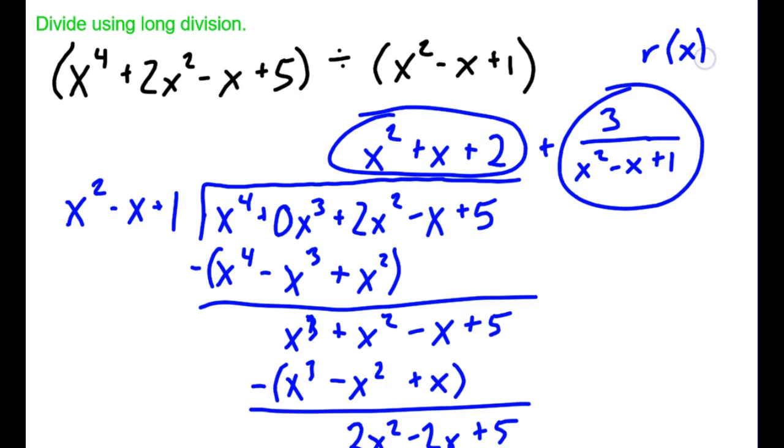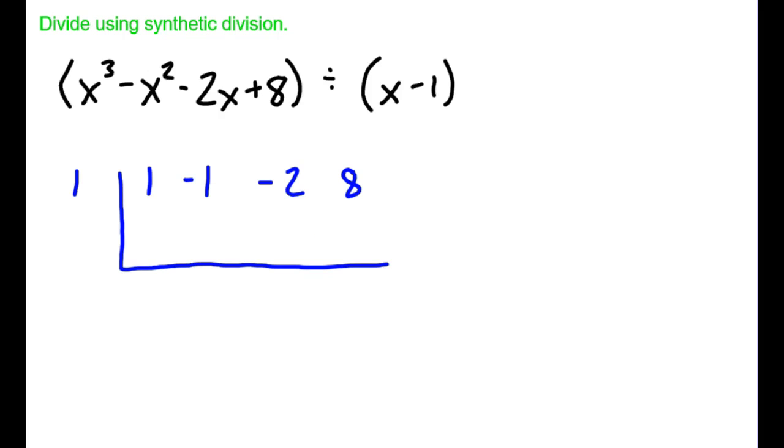Okay, so we have our remainder, we had our quotient q of x, and we started with a of x divided by b of x. Okay, so using polynomial long division to divide two polynomials. In this example, we're taking x cubed minus x squared minus 2x plus 8 and dividing by x minus 1. In this case, we're going to use synthetic division. We can use synthetic division because we're dividing by x minus 1, which is a linear binomial.